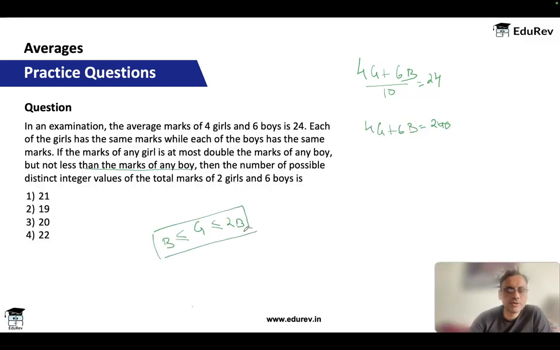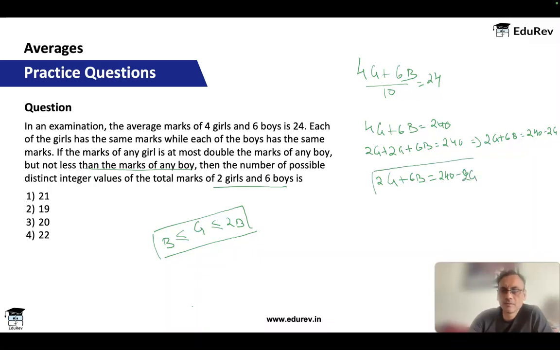Then the number of possible distinct integer values of marks of 2 girls and 6 boys. So I have to find out for 2 girls and 6 boys. Now one thing you'll notice, 2 girls and 6 boys I can get from here itself. I can actually break this into 2 girls plus 2 girls plus 6 boys is equal to 240, which will give me 2 girls plus 6 boys is equal to 240 minus 2G. So this is equal to 240 minus 2G, and I have to calculate the values for this.